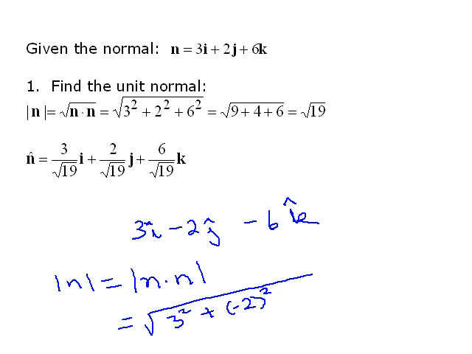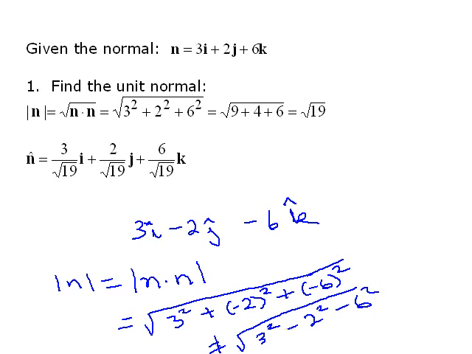I have seen people take 2 squared and leave that negative sign. That's wrong. Again, it's plus a minus 6 squared. This is what it is not. This is just a review from algebra, I guess, but sometimes we make mistakes. It's not 3 squared minus 2 squared minus 6 squared. This is what it is not. So just watch signs and use parentheses. At any rate, at this point, we now have this unit normal, and we're going to use that in the problem.